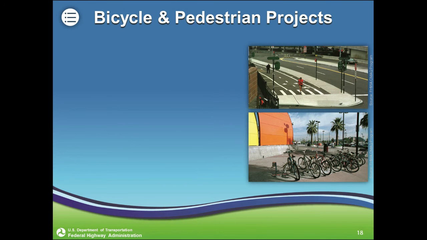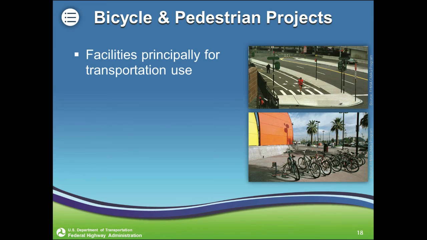Bicycle and pedestrian projects reduce emissions and congestion by shifting trips from vehicles to cleaner alternative modes of transportation. Eligible bicycle and pedestrian projects include multi-use paths, bike lanes, and bike racks that are primarily used for transportation rather than recreation purposes and can be shown to reduce vehicle miles traveled.